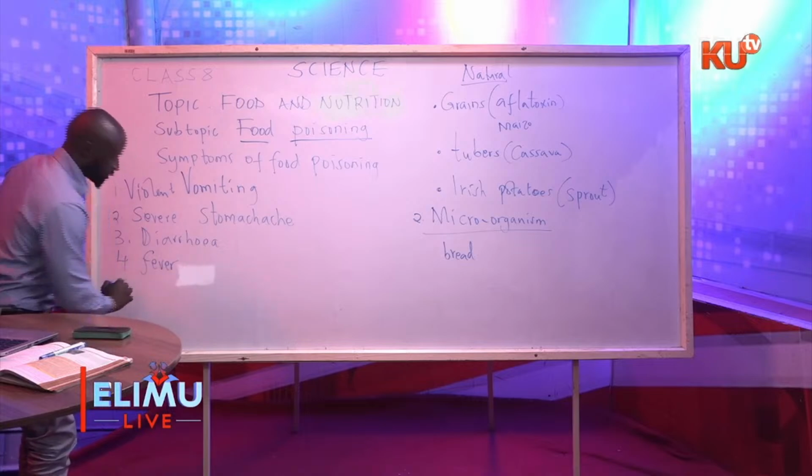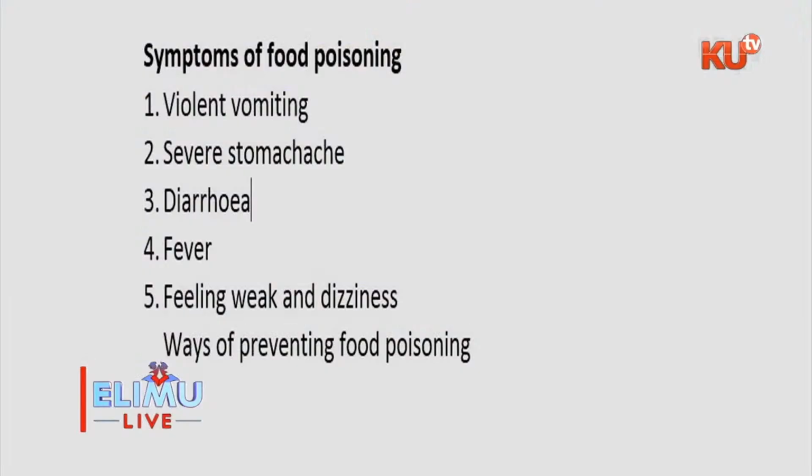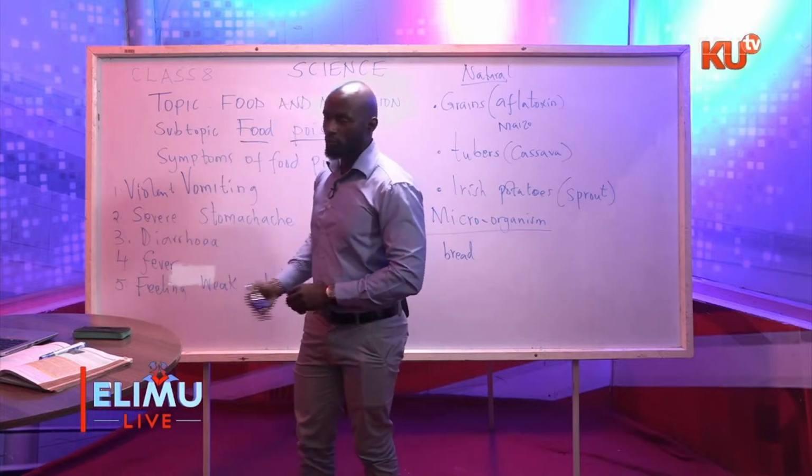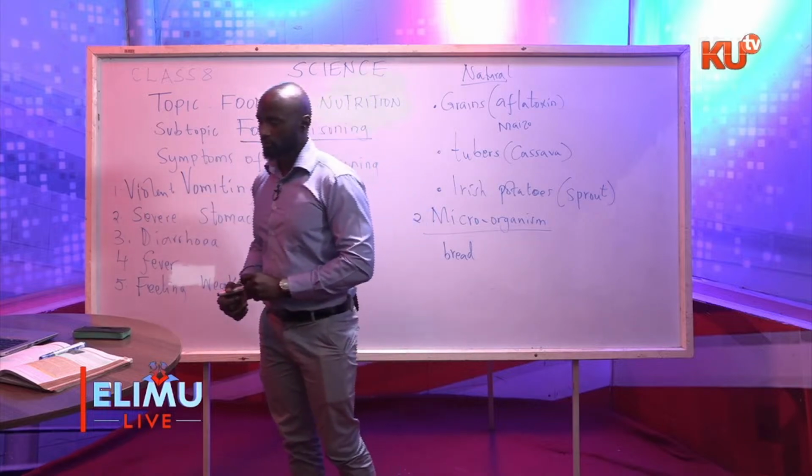Number five, we can also talk of feeling weak. Check the spelling of weak. And dizziness. Those are some of the symptoms that one may show while he or she is experiencing food poisoning.